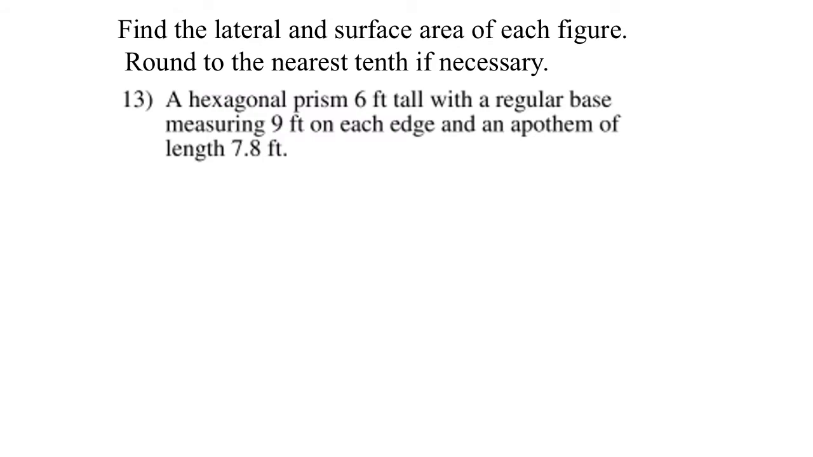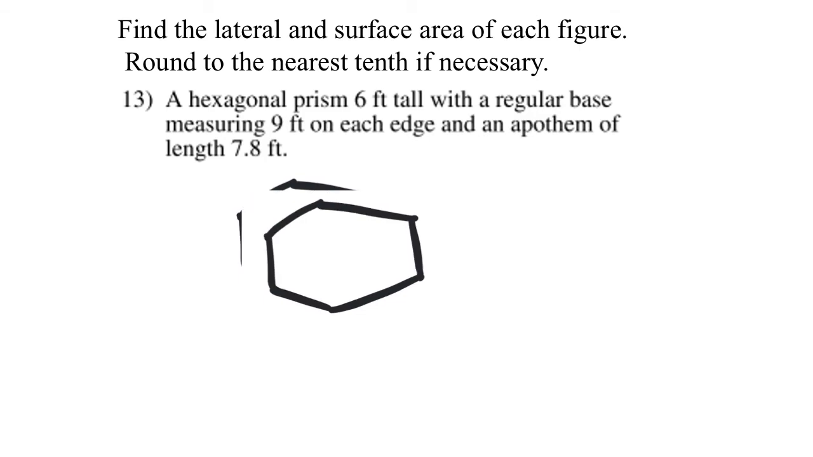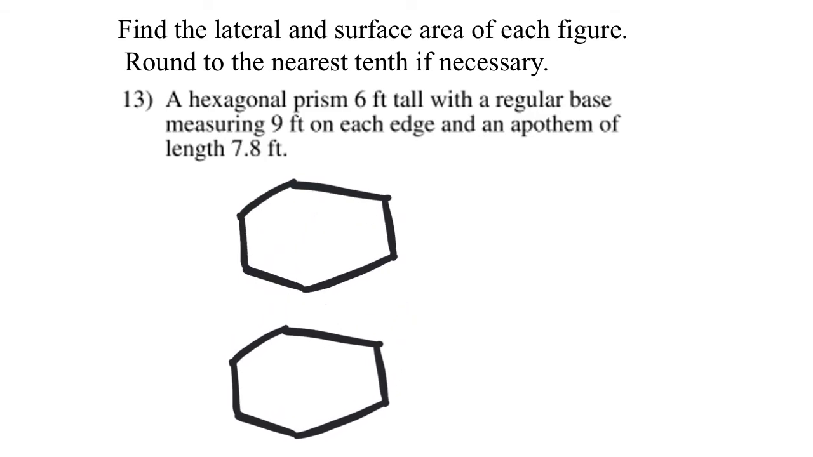All right, number 13, we got a hexagonal prism 6 feet tall with a regular base. So the regular base indicates that all the lengths of the hexagon are the same length. So let's see, 9 feet on each edge of that hexagon. So let me start with the hexagon actually, and I'll try to do this three-dimensional as best I can. So there's a hexagon. I don't know how regular it is, but I think it'll work. Six-sided shape for a hexagon. So let's go and just pile this up like that.